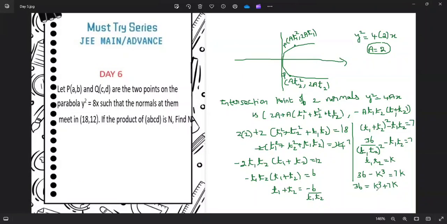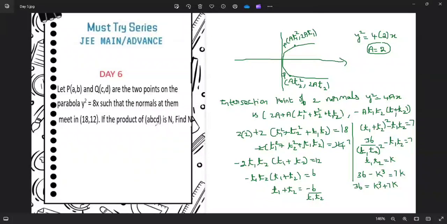Probably some integer value of K should work for this. If we try with K being 2, we get 2 cube 8, 7 twos are 14, 8 plus 14 comes 22. Try with K being 3, we get 27 plus 21, that adds up to 48, which is more than this.